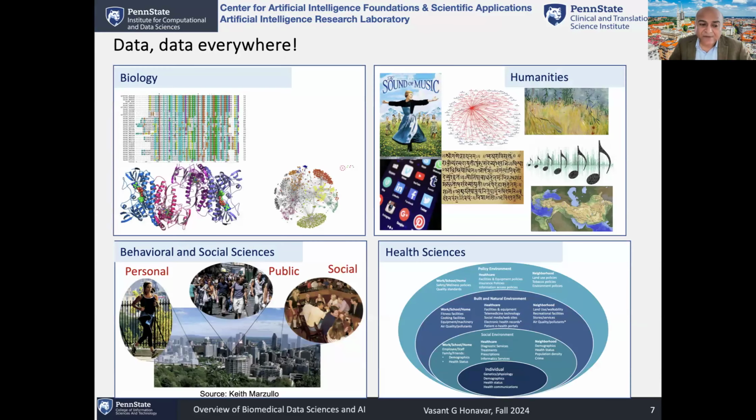So there are many different types of data, as I said, and biology is a classic example. I think the data revolution in biology began about 30 years ago, and it's in its full force now. Some other fields are lagging a little behind, for example humanities, and healthcare is somewhere in the middle.